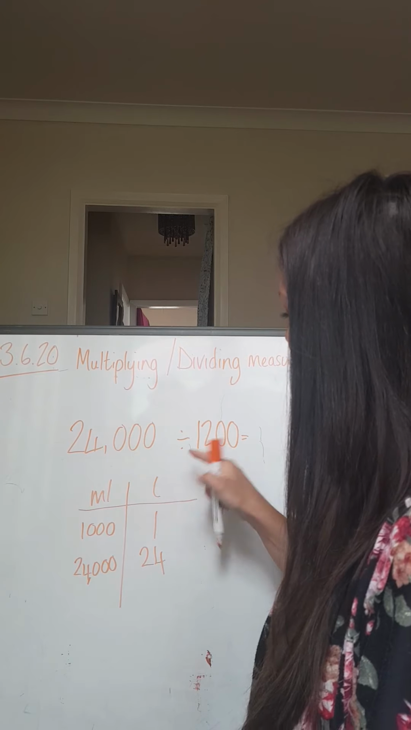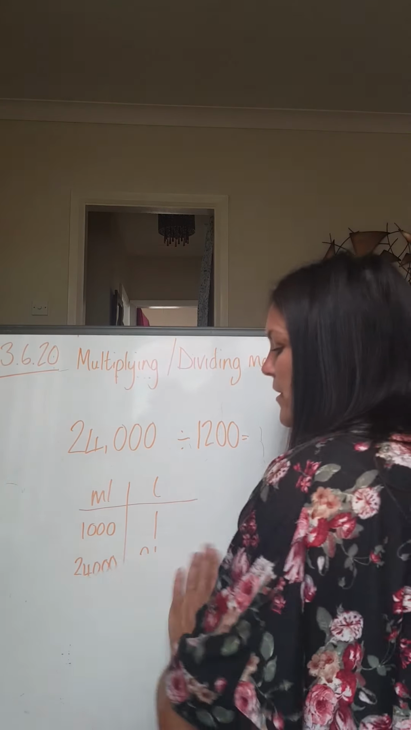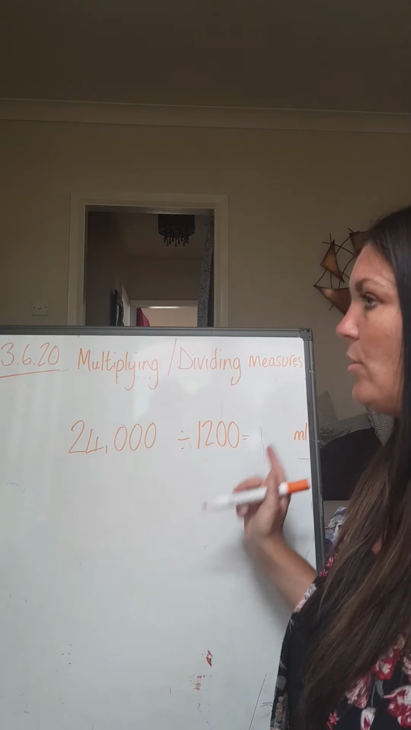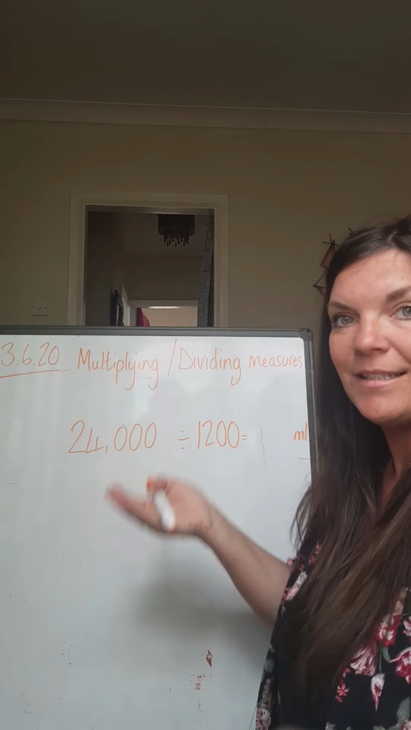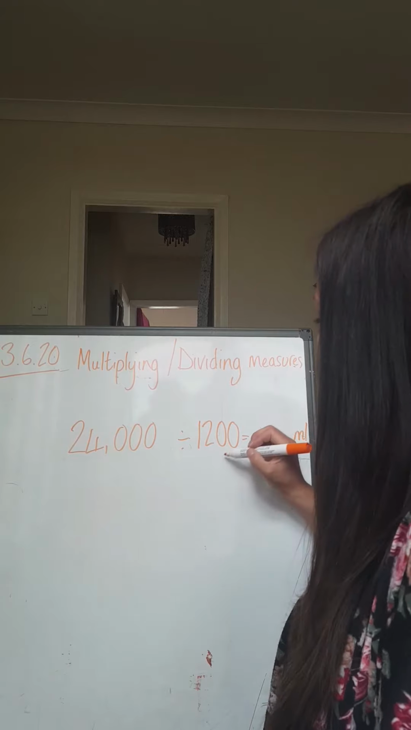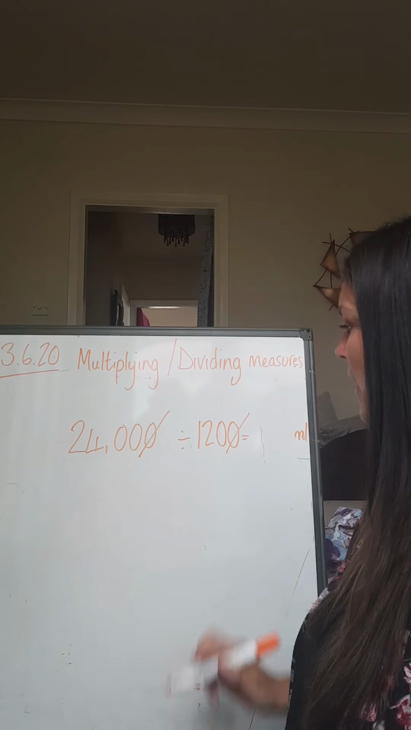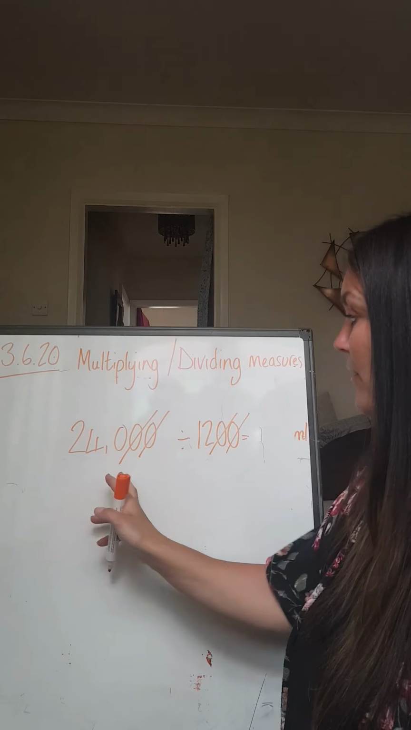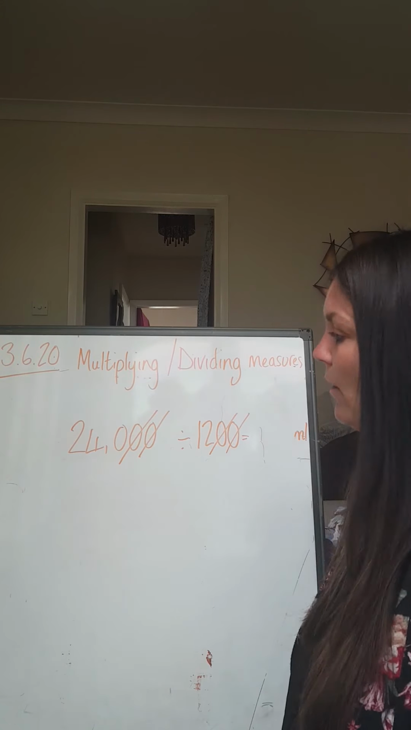24,000 divided by 1,200. Get rid of my chart. Now, are there zeros on either side that I can cancel out because there's 1 on each side? There's 1 there, so I'm going to cancel that one out. There's another 1 and I'm going to cancel that one out as well. So I've cancelled 2 out on the side. I don't have to put them back on with a divide.